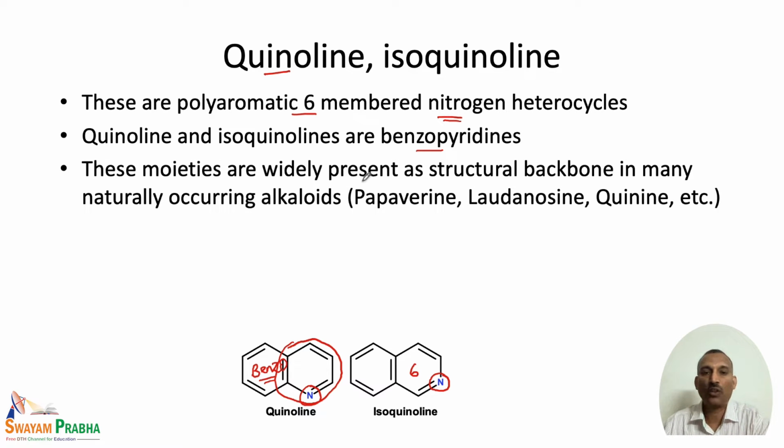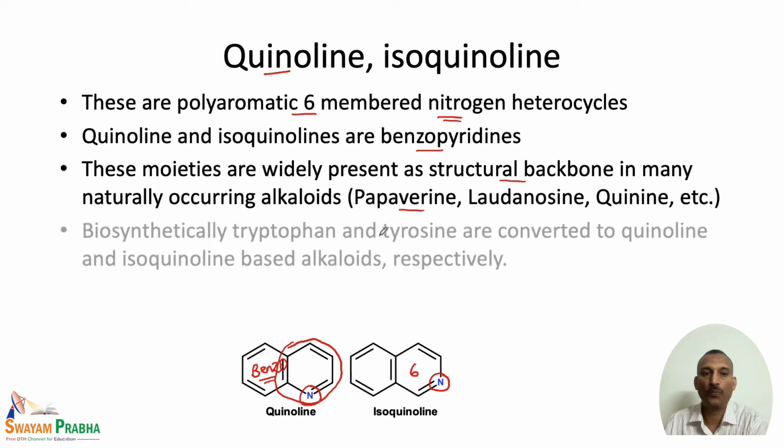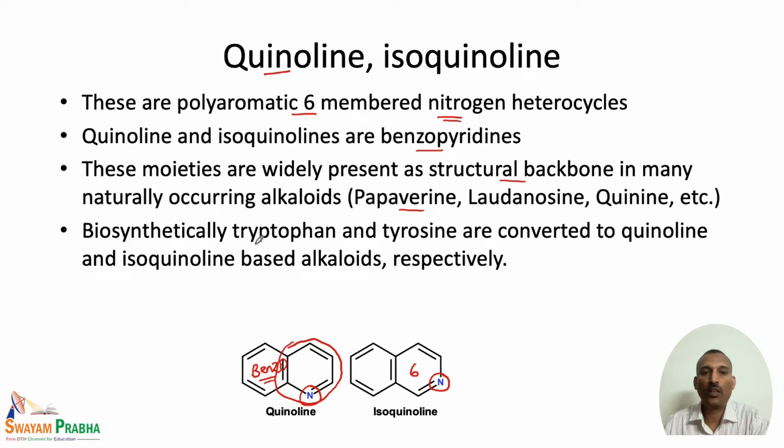These moieties are widely present, especially in the structural backbone of many naturally occurring alkaloids like papaverine, laudanosine, quinine, etc. All of them have a quinoline or isoquinoline type structural backbone. Biosynthetically, tryptophan is the starting material for quinoline, and tyrosine is the starting material for isoquinoline based alkaloids. So whenever alkaloids have quinoline and isoquinoline structures, tryptophan and tyrosine are the biosynthetic starting materials for those compounds respectively.